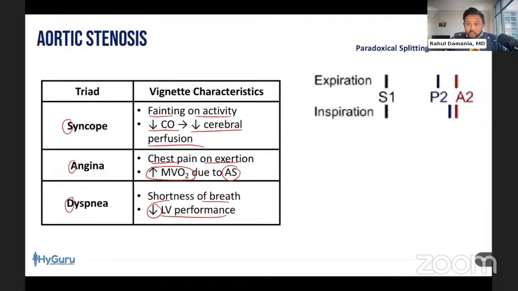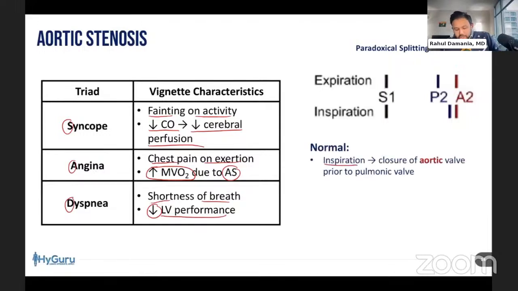Now, patients with aortic stenosis, because the aortic valve is so narrow and stiff, you are going to have a paradoxical S2. And let's just review this from a normal physiology standpoint. So normally during inspiration, you are going to have the closure of the aortic valve prior to the pulmonic valve. So aortic valve is going to close first, and then you are going to have the pulmonic valve close. And that's just because when you inspire, you get increased preload to the right ventricle, and you need just a little bit more time normally for the pulmonary vasculature to fill.